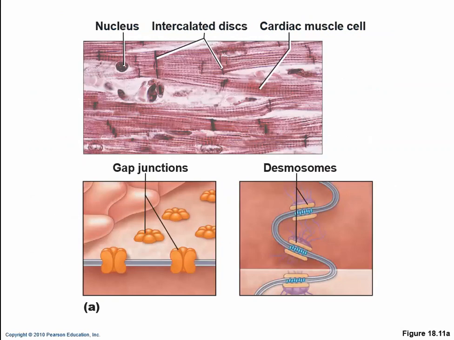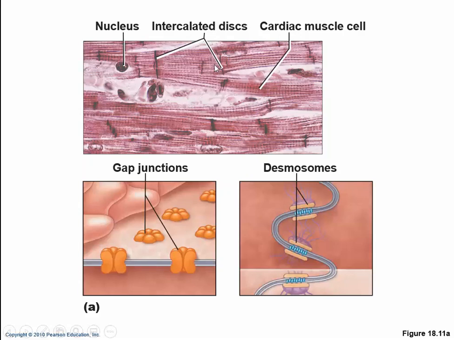So when we look at it under the microscope, we get these photomicrographs, you can see that it is a striated, branched, fat cell, tends to have one nucleus, and where it joins onto the other cells are called intercalated discs.